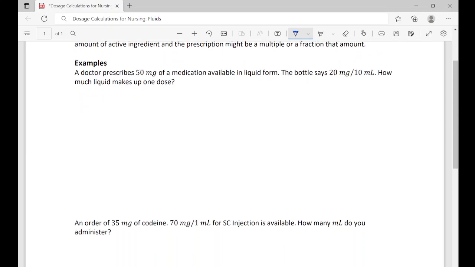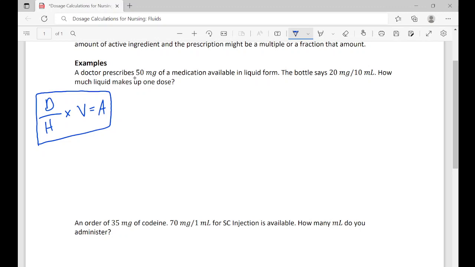So don't forget that the formula method for calculating dosages is D, the desired, over H, the available, times V, the volume that's available in, equals our amount. So here's our formula if you have forgotten or just need a refresher. So let's look at our first question.